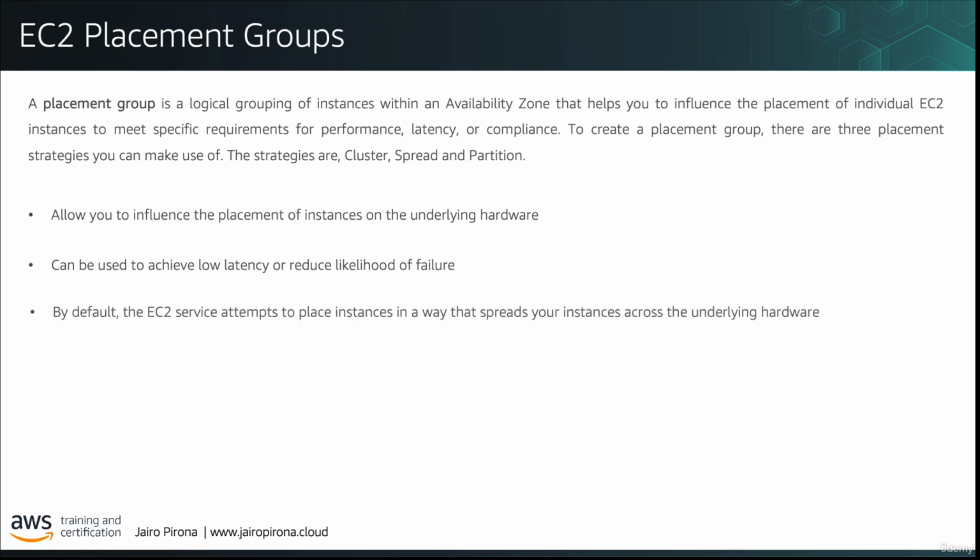By default, the EC2 service tries to place the instances so that they are spread across the underlying hardware. But as you can imagine, this is not always the ideal scenario, especially if you are trying to bundle them together to achieve low latency. Therefore, there are three types of placement groups: clustering, partitioning, and spreading.